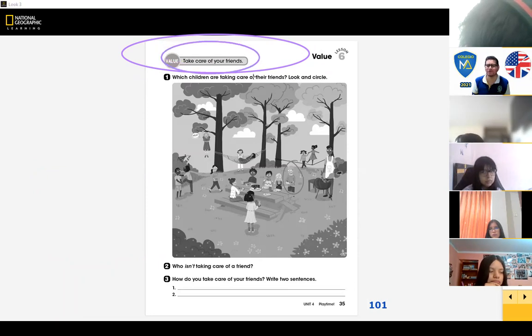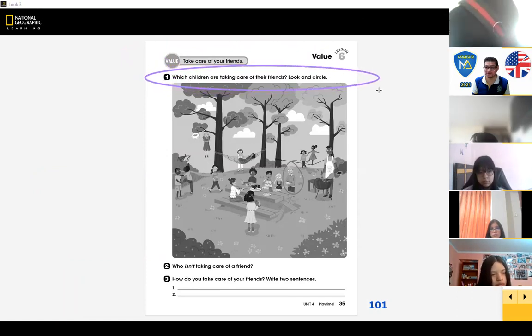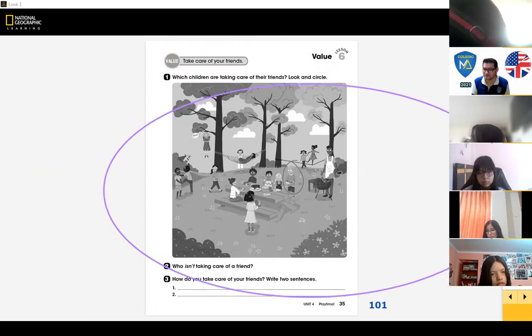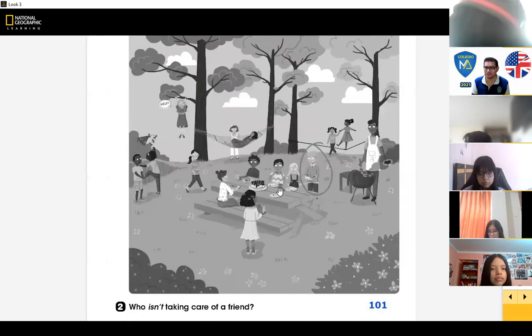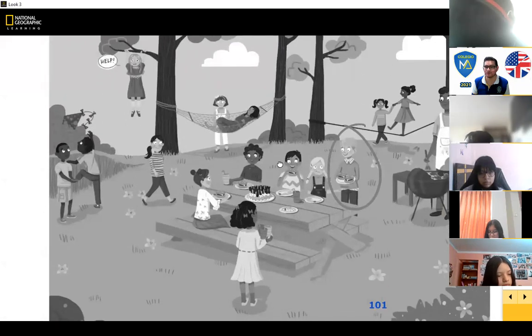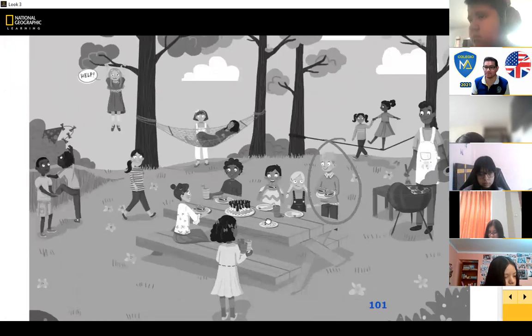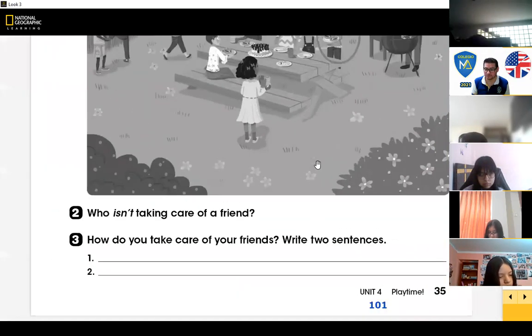Remember, what is take care of your friends? Es cuidar de tus amigos, ¿no? Entonces dice, which children are taking care of their friends? Look and circle. ¿Cuál de estos niños están cuidando de sus amigos? Tienes que encerrar en un círculo todos aquellos que estén cuidando de sus amigos. ¿Ok? Encierras en un círculo nada más.